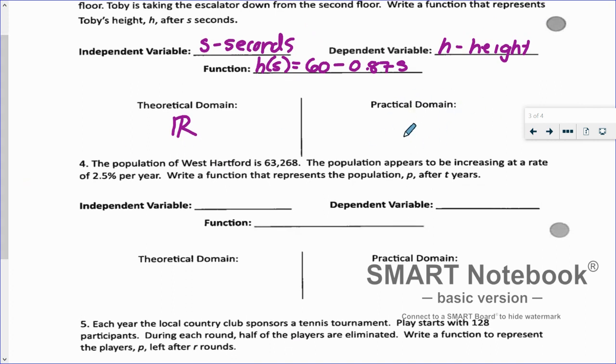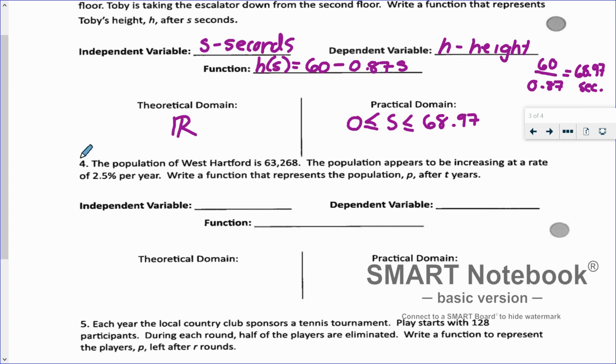The practical domain is going to be that, of course, starting at 0. He can't be on there for negative time. And let's see, how long is it going to take him to ride the escalator down? So if I ride it for the entire length, to figure out how many seconds that would take, I would divide. That's equal to about 68.97. So it's going to take him this many seconds to get to the bottom. Anytime after this, he's going to be in the ground, right? He's going to be on the ground level. So in theory, he can't go above 68.97 seconds.